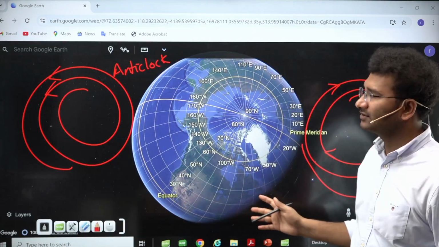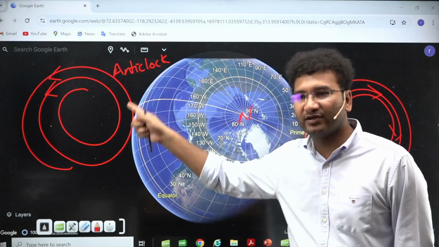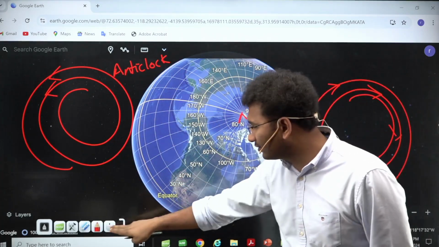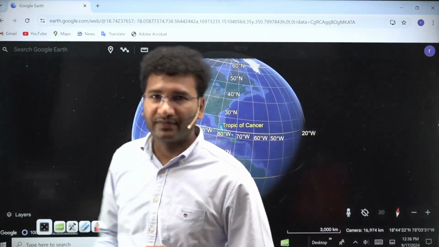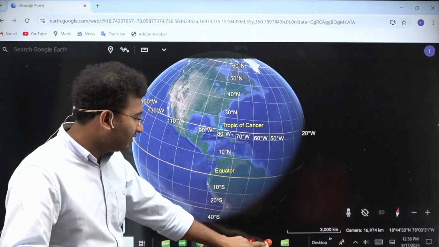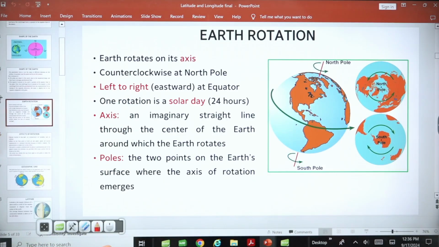So now you look and tell me, how is the rotation of the earth? Is it clockwise or anti-clockwise? See, when you are looking from the North Pole, the earth rotates anti-clockwise, right? And earth rotates from west to east. These are the two fundamental aspects that you need to know, right? Now let's try to understand a little further the concept of latitudes and longitudes.